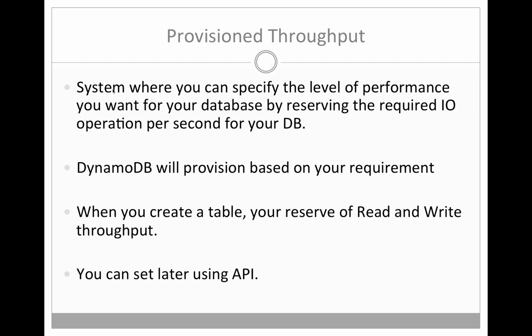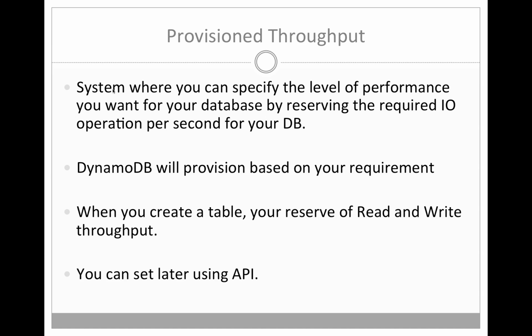I've been talking about provisioned throughput quite a bit, and I just want to give you a brief overview of what provisioned throughput means. The way DynamoDB provides a predictable level of performance is through an entity called provisioned throughput. This specifies the level of performance you want from your database by reserving the required I/O operations for your DB. DynamoDB will reserve necessary resources based on your requirement, and you can either set it up during the start when you create a table, or you can reset it later using the console or using the API.